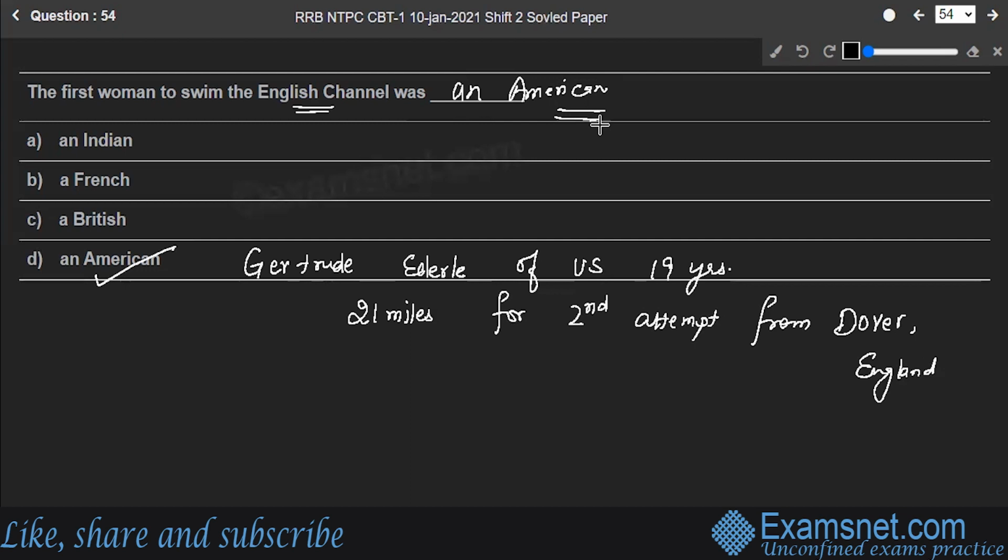A bit more information on this. Arati Saha was the first Indian swimmer to cross the English Channel in 1959. And in 1960, she became the first Indian sportsperson to be awarded the Padma Shri, the fourth highest civilian honor in India. She was inspired by the ace Indian swimmer Mihir Sen. So we have option D as the answer to the question, an American. Next is question number 55.